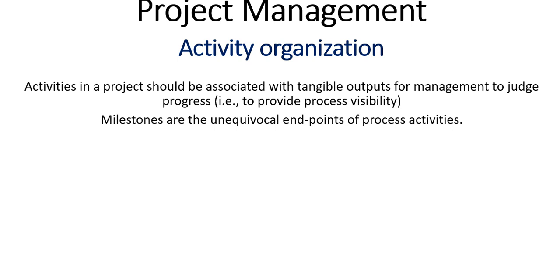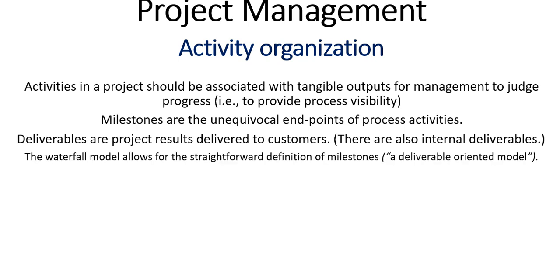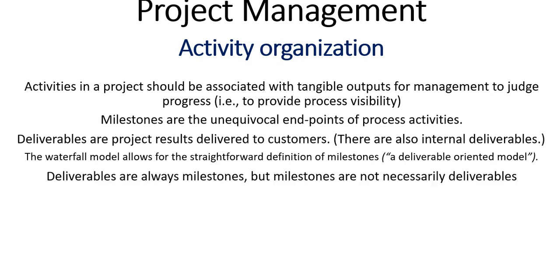Then we have milestones that are the unequivocal endpoints of process activities. Deliverables are project results delivered to customers. Yes, handbooks and stuff. They are also internal deliverables. The waterfall model allows for the straightforward definition of milestones. So they call it a deliverable oriented model.